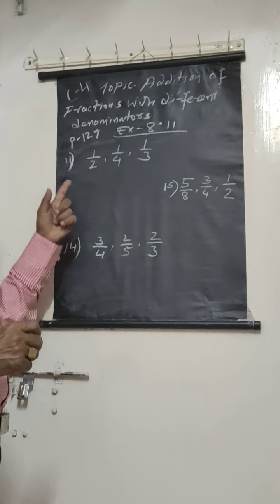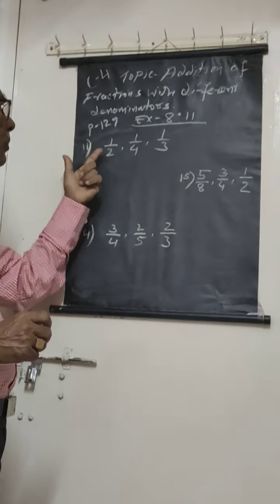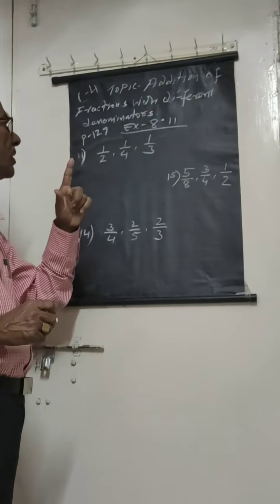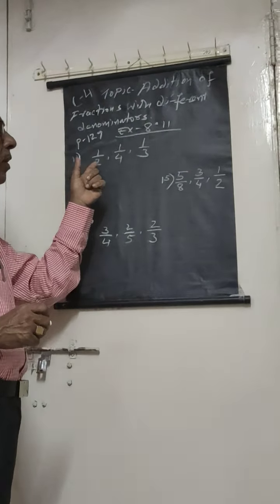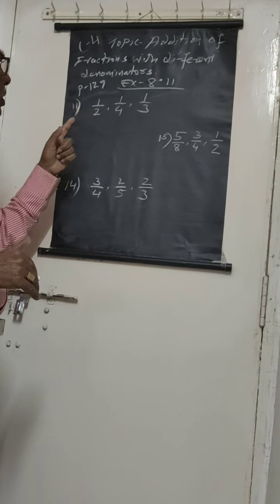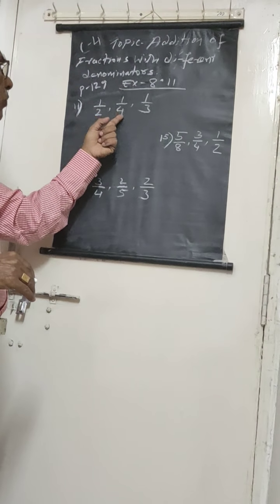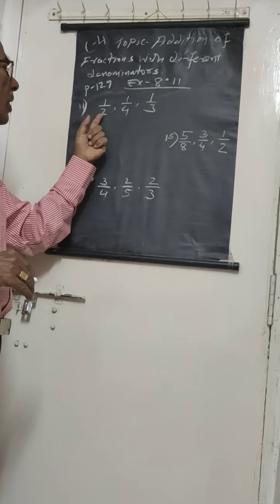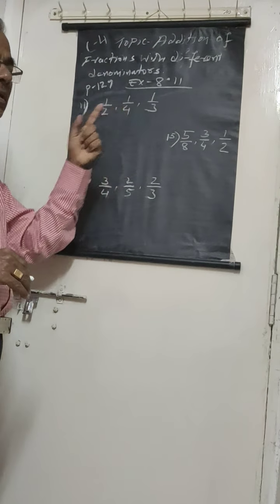Now students, see this here: 1 by 2, 1 by 4 and 1 by 3. All the denominators are different. So now in two tables 4 is there, but in two tables 3 is not there.